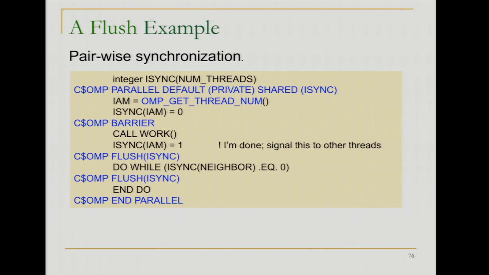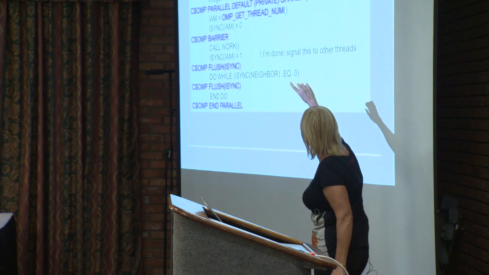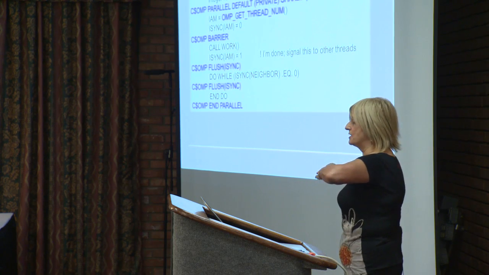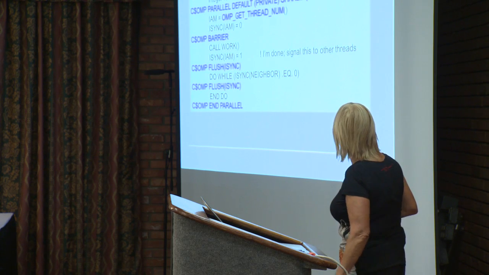Okay, so here we've got a parallel region. We've got a shared variable called isync, which is actually an array, so that's a slight typo here. We've got this IM, which is the thread number, so it's getting a thread number. And we're setting the local value of isync, my own one, to 0. And there's a barrier, so everybody's done that. So they've all initialized their own copy of isync to 0.